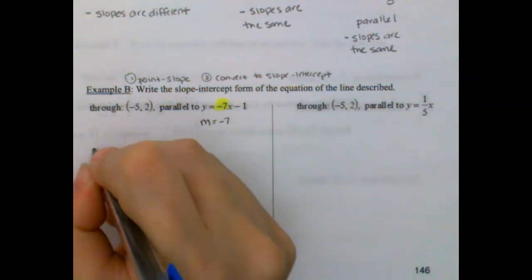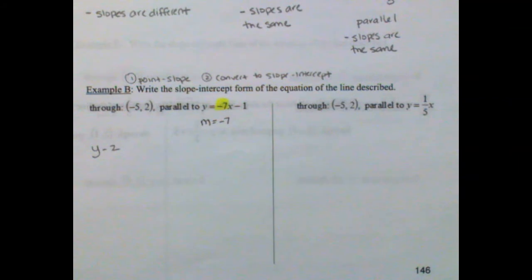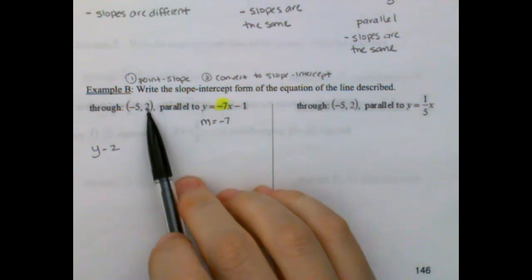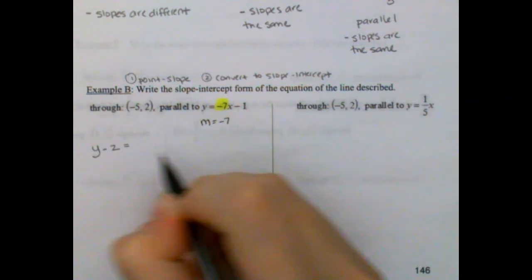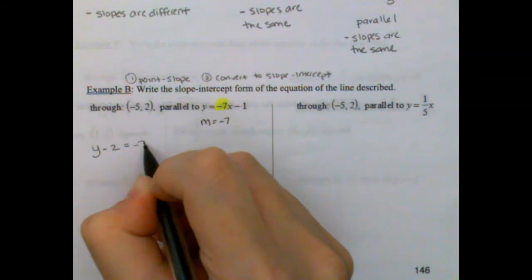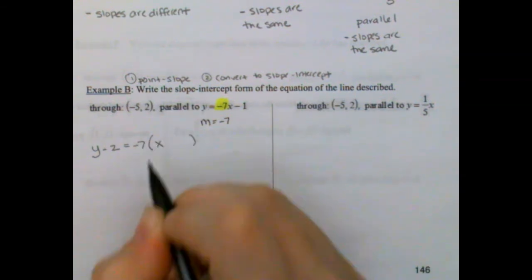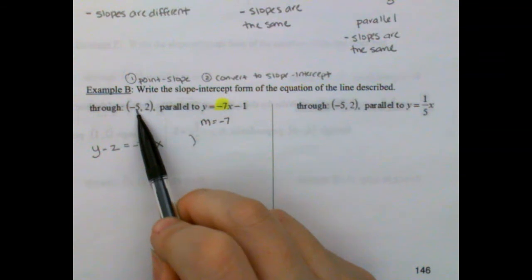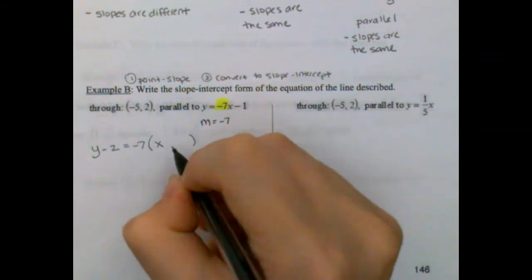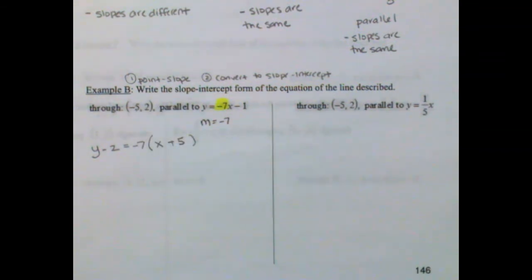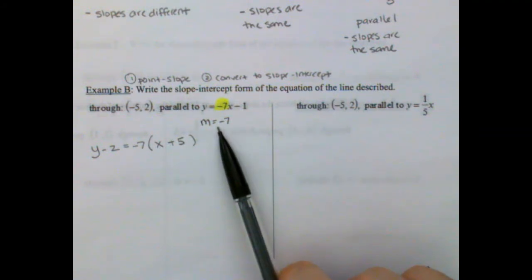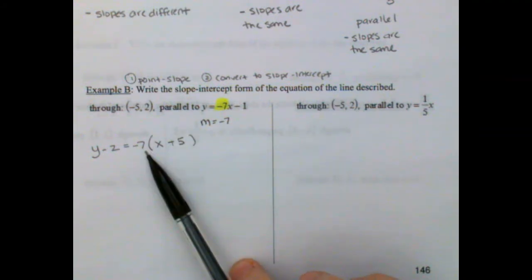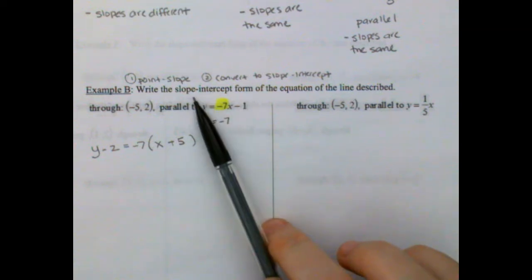So that's going to be y minus 2, because I'm taking the 2 from the y coordinate here, equals, my m is -7, so -7, parentheses x, and my x coordinate in the equation is going to be that -5, but when I put it in, I'm going to make that +5. So that's my first step, okay? Well, really my second. My first was to find the slope. My second was to put it in point slope form.